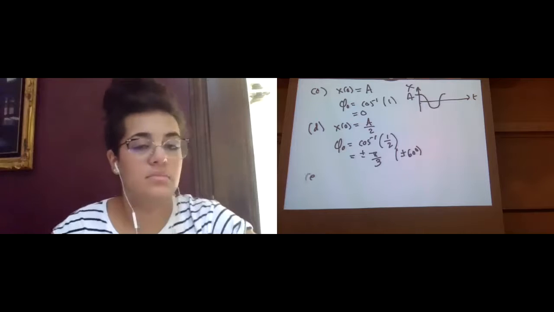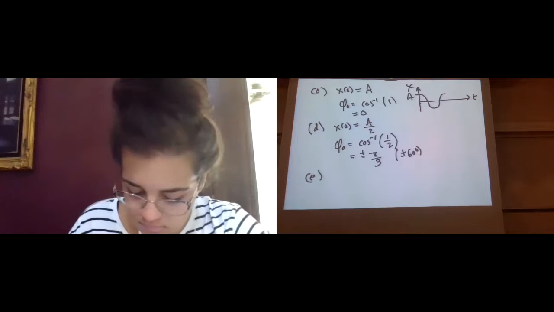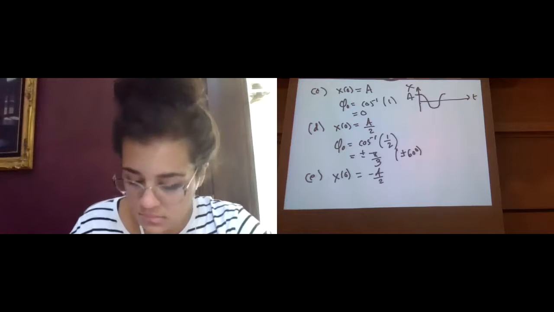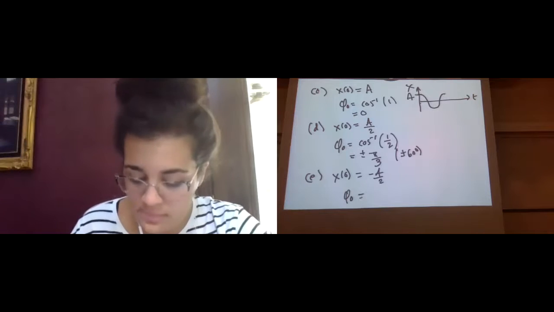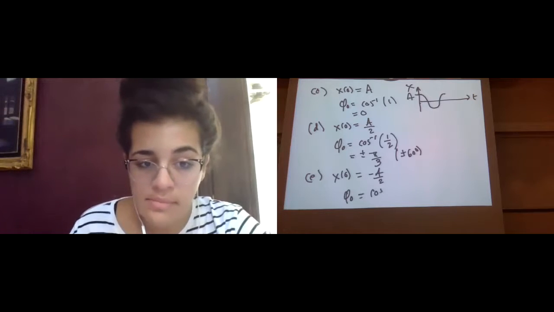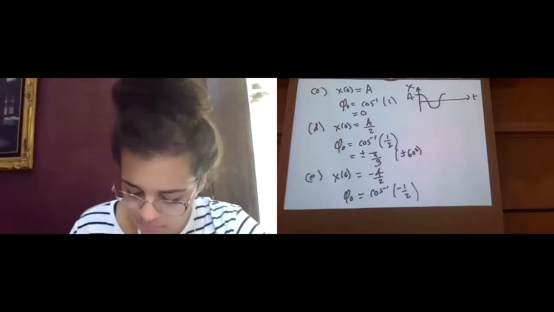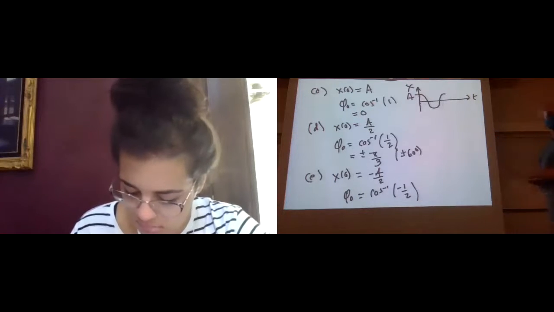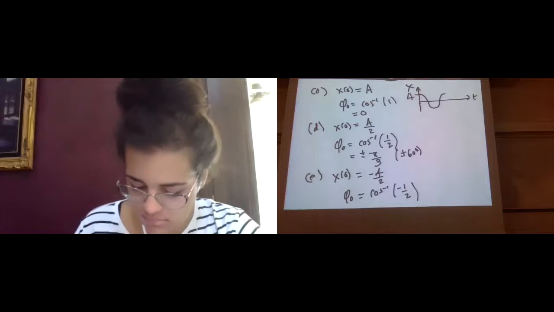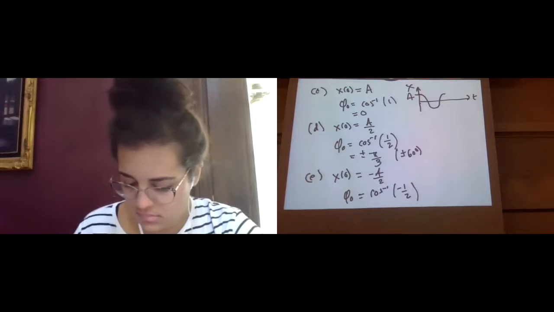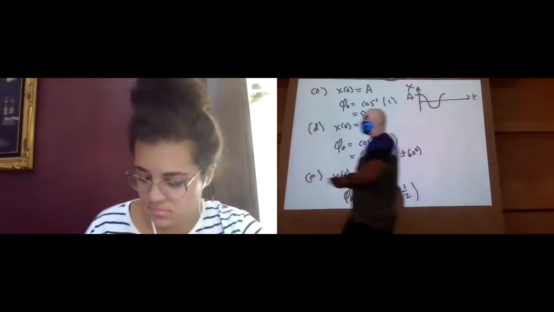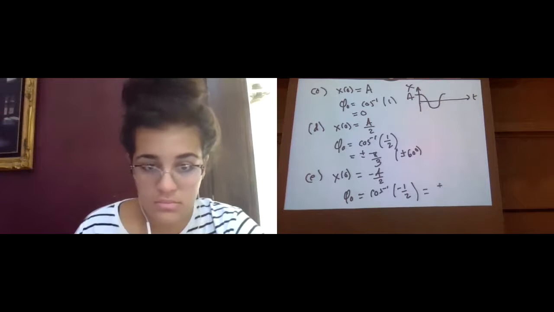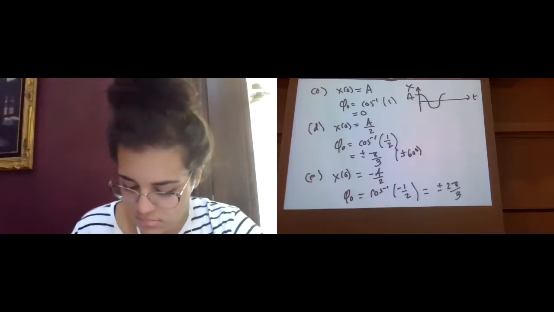Part E, this was now equal to what? Negative. So we have x of 0 is equal to negative a over 2, which means the phase factor is equal to inverse cosine of negative 1/2. Where is this equal to negative 1/2? Basically, let's put a 2 in front. So this tells me that my phase factor is equal to plus or minus 2 pi over 3.